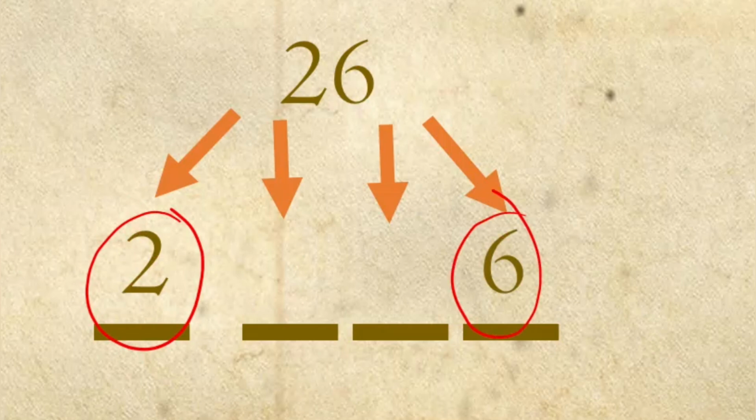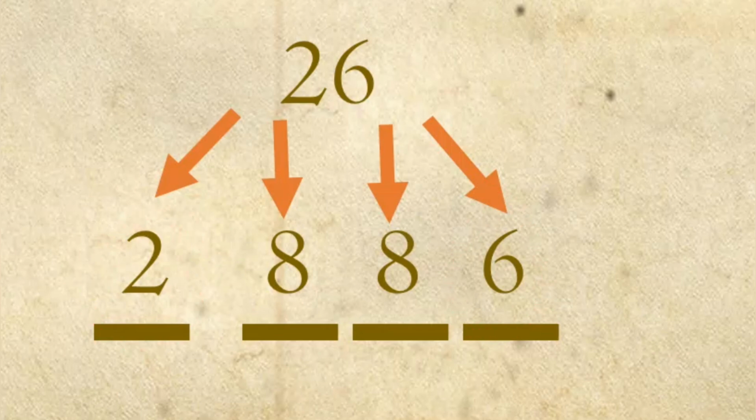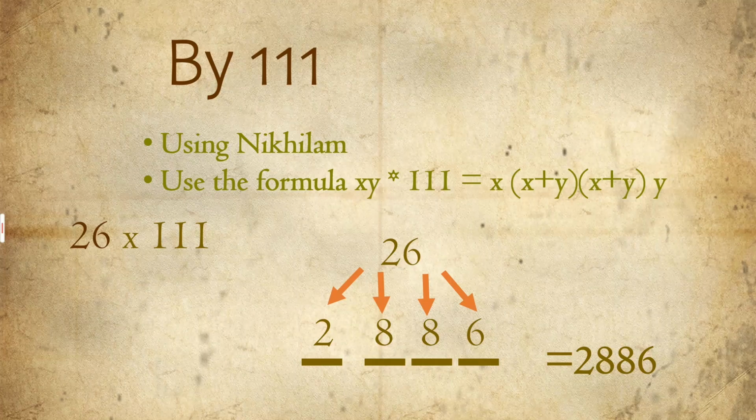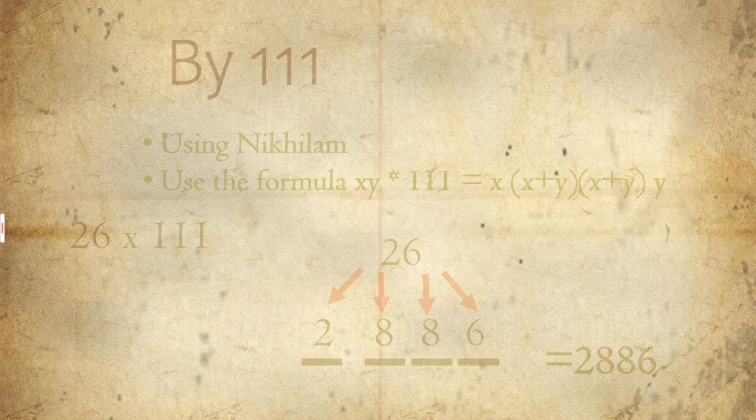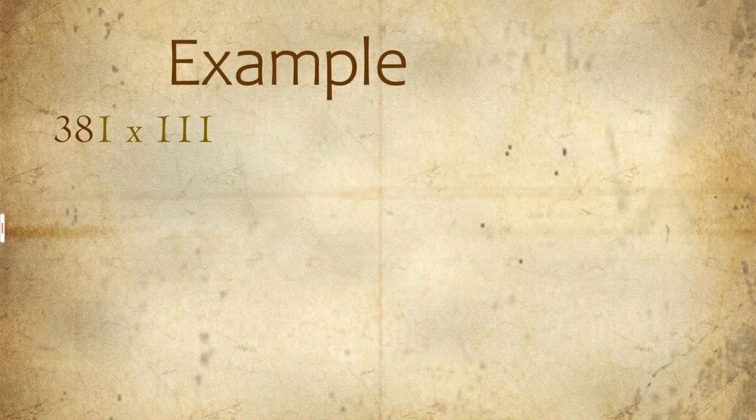What happens for the middle parts? Well, we're going to add the digits, 2 plus 6, that is 8, 2 plus 6, that is 8, for both of the places, right? So that's it. Over here, we're not going to be doing any carry forward because that is not required. And thus, the final answer will be 2,886. Let's have a look at another example to make the concept more clear.